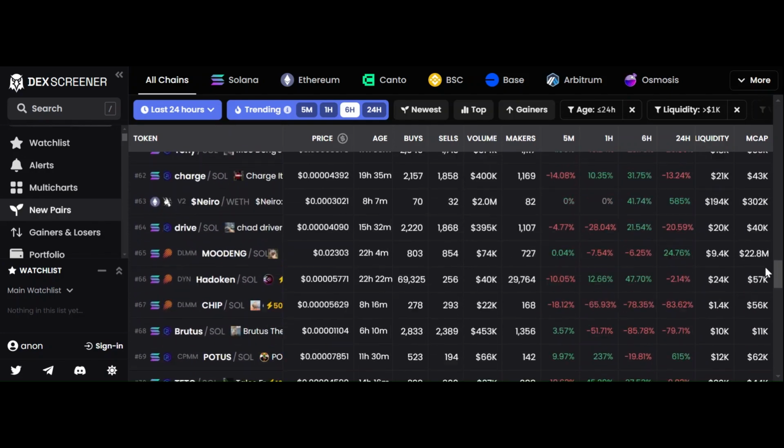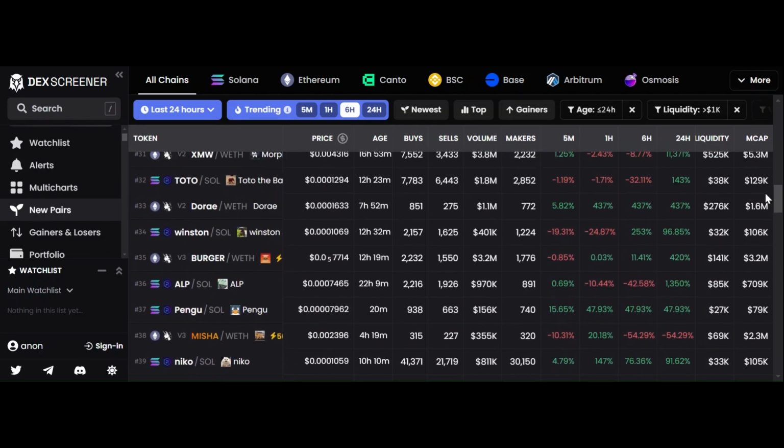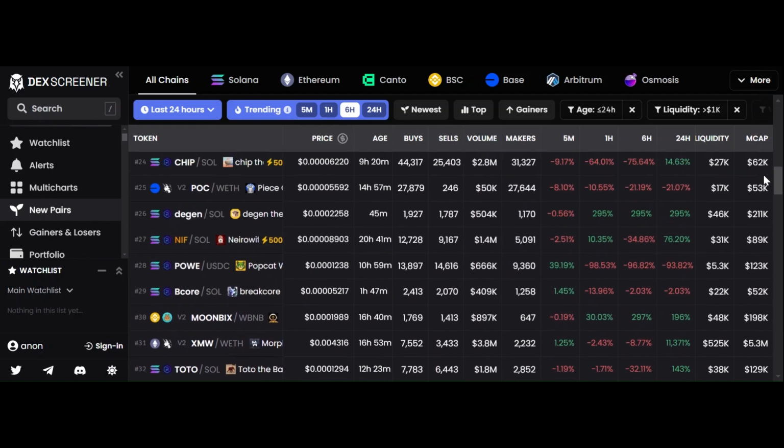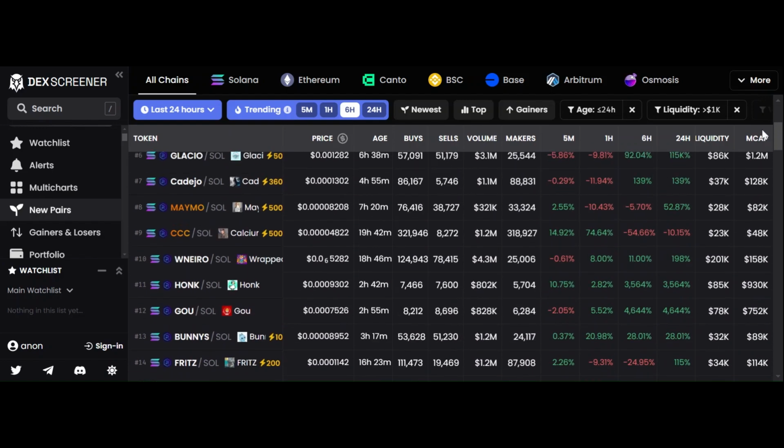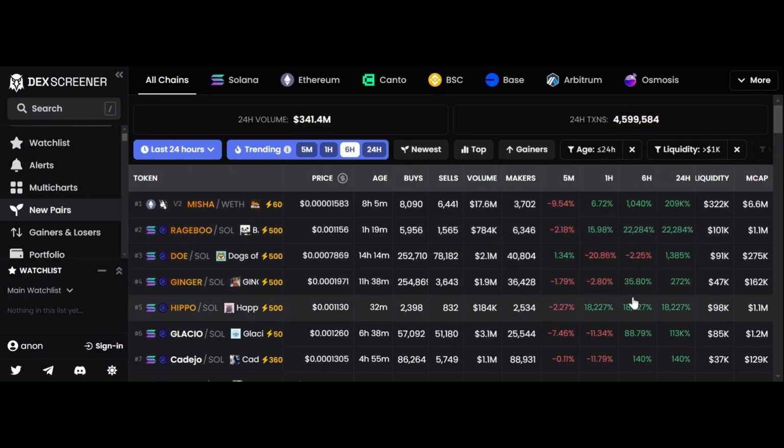Okay, like I said, the majority of pairs on DEX screener are shit coins. So if you are one who likes to gamble and whatnot, you can come here and do your quick, get in, get out, get your information, trade, and find your way out. Liquidity is greater than $1,000. So this has relatively good liquidity for its market cap.